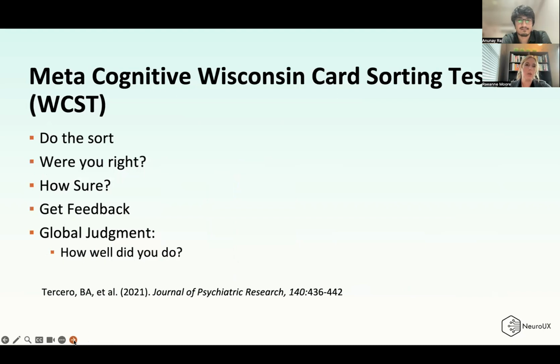We also, in another study, gave people a metacognitive Wisconsin Card Sorting Test. This was done in the lab, and they were asked the following questions about their performance. They do a sort on the Wisconsin, and then they were asked, were you right? How sure were you? They're actually then given feedback by the examiner on if they were right or wrong. And then at the end, they were asked to give a global judgment of how well they did.